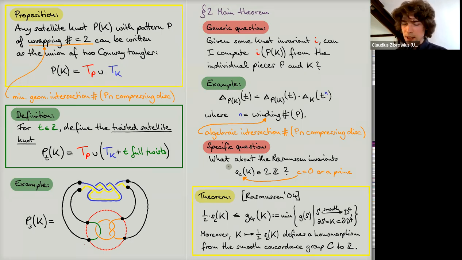Okay, and this integer invariant has some interesting properties. As we already heard yesterday in Peter Feller's talk, it is a lower bound on the smooth slice genus. And moreover, it gives rise to a concordance homomorphism from the smooth concordance group to the integers.